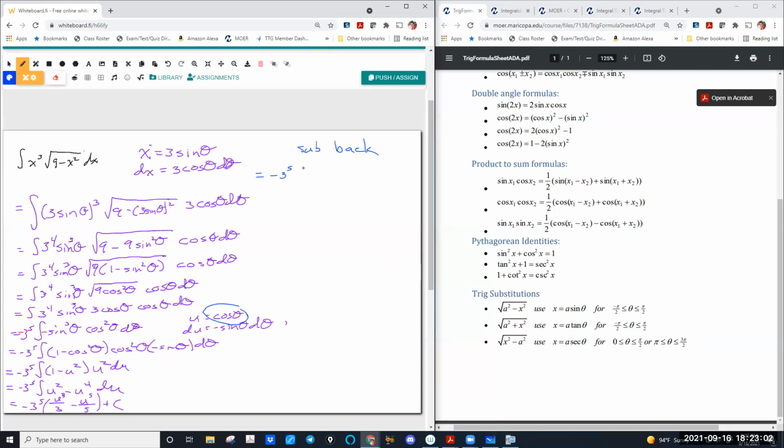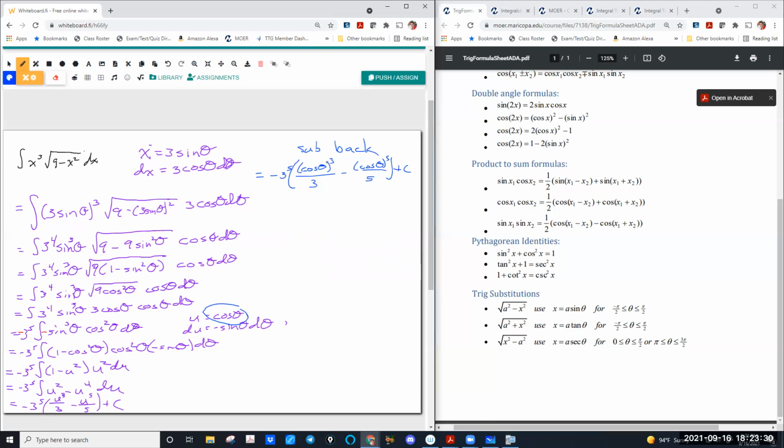We got cosine of theta. For right now, I'm just going to write it this way. You'll see why here in a second. You don't have to, you can put the 3 there. It won't change what we got. Over 3 minus cosine of theta to the 5th over 5 plus c. All right. Now, we have to sub back again.